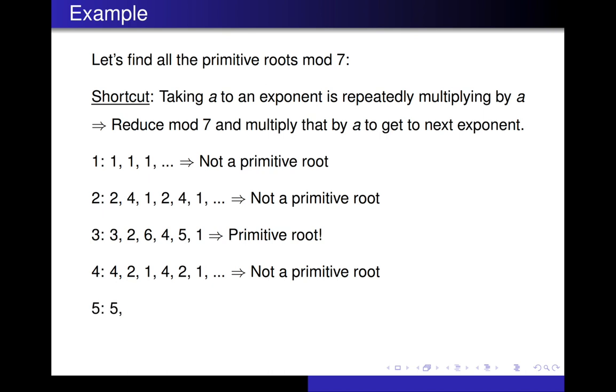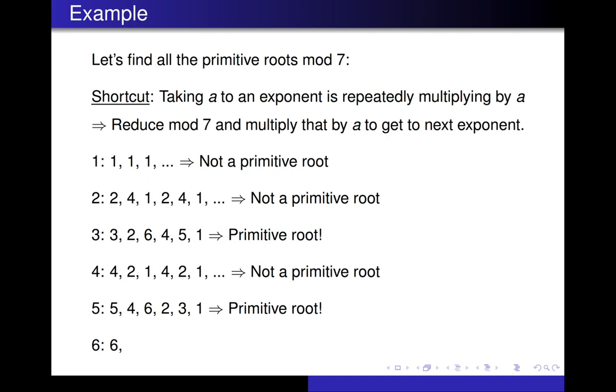And if we go to 5, 5 to the 1 is 5. 5 squared is 25, and mod 7, that's going to give us 4. 4 times 5 is 20, which is 6 mod 7. 6 times 5 is 30, which is 2 more than 28, so that gives us 2 mod 7. 2 times 5 is 10, which gives us 3 mod 7. 3 times 5 is 15, which gives us 1. And notice now that we've gotten all 6 numbers, 1 through 6. That gives us a primitive root.